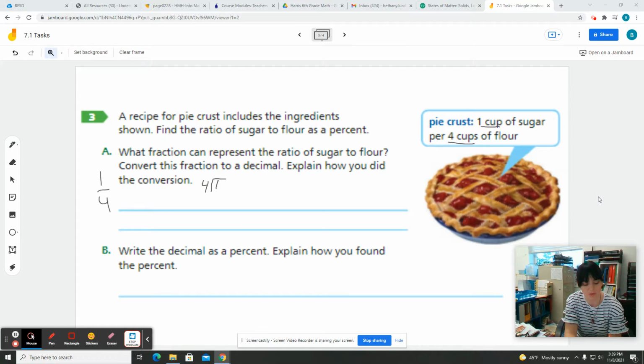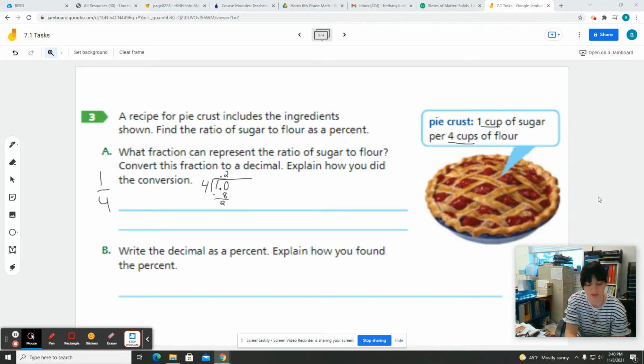Now 4 does not go into 1. What the heck do we do? We're going to add a 0. First, we're going to add that decimal point. There's always a decimal point right at that spot. We're going to add a 0, and we can add our decimal up here too. Okay, so 4 goes into 10 twice. We're going to put our 2 right above the 0. 4 times 2 is 8, so we're going to put 8 here. Then that's 2. And now we have 2 left.